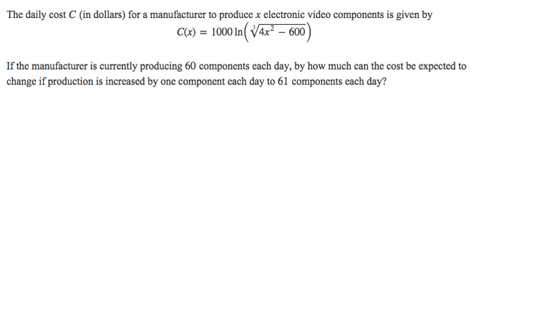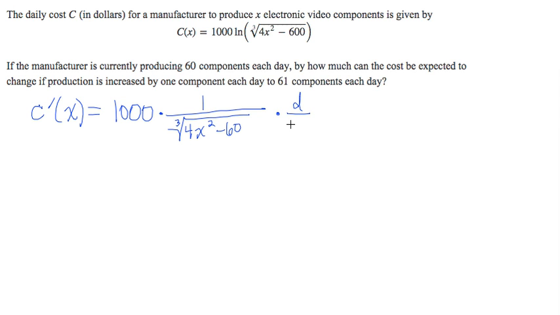So differentiating C, for C prime, the coefficient of 1,000 here will just stay out front. Now the derivative of the natural log of a function is 1 over that inside function by the chain rule, so it's 1 over the cubed root of 4x squared minus 600 times the derivative of the cubed root of 4x squared minus 600. Now because I'm going to have to differentiate a cubed root, I'm going to go ahead and write it as a 1/3 exponent. It didn't really matter right here because we're not differentiating that part, but I am going to have to differentiate that.